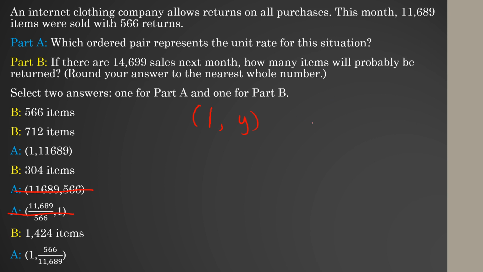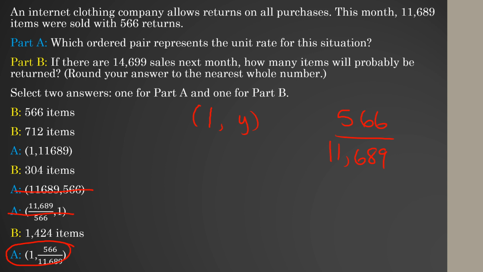Then if I think about it, 566 over 11,689. Okay, so that would be my ratio. And if you look at the answers, it doesn't necessarily ask me to simplify it. It's just asking me to write it as a ratio.